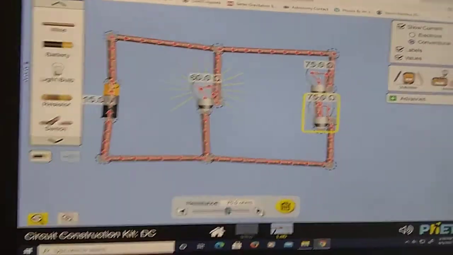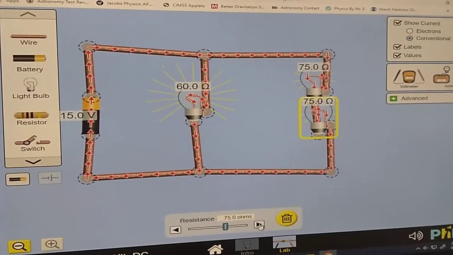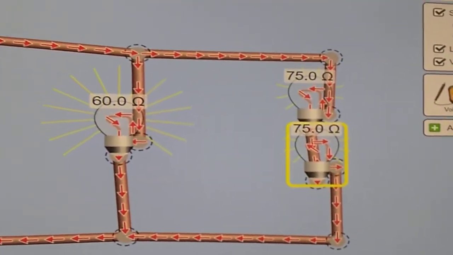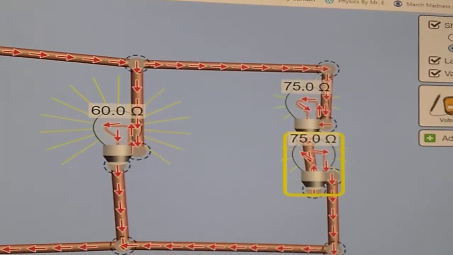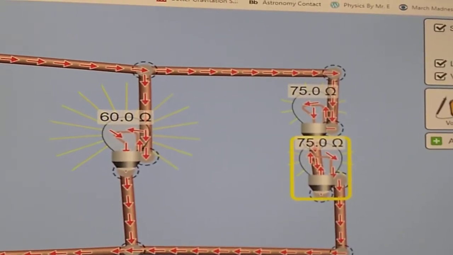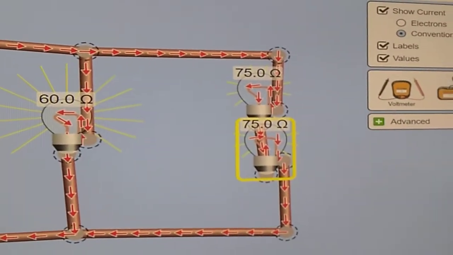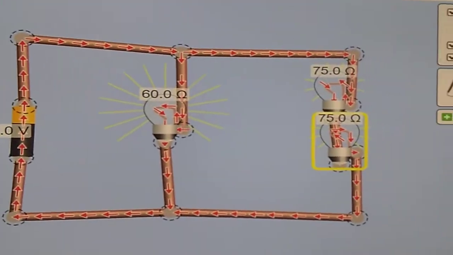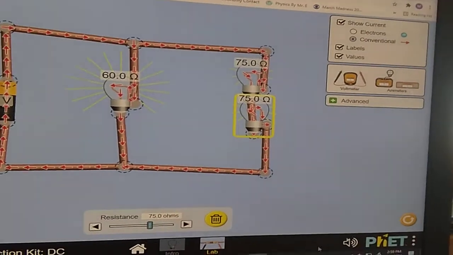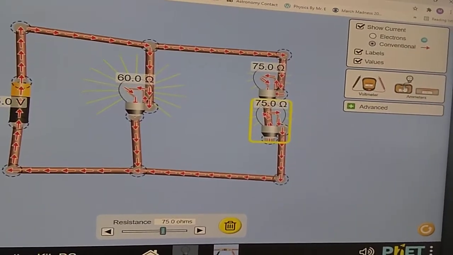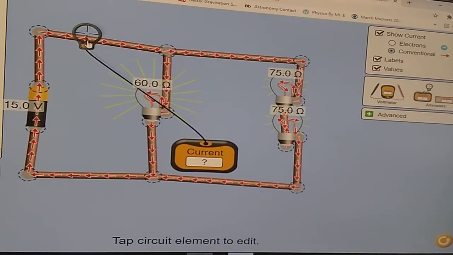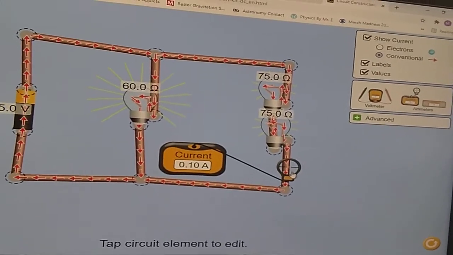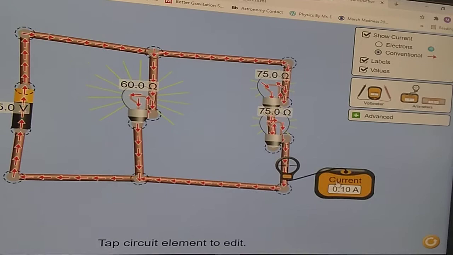All right, so as far as the power goes, we wanted to know which one was most powerful. We see that very clearly the bigger lines are coming off of the, and there's more of them, coming off the 60 ohm bulb as opposed to the two 75 ohm bulbs. Even if we combine them together, the one on the left seems more bright. And just a quick check of the current. Total current 0.35, current in here 0.25, current here 0.1, just like we saw.